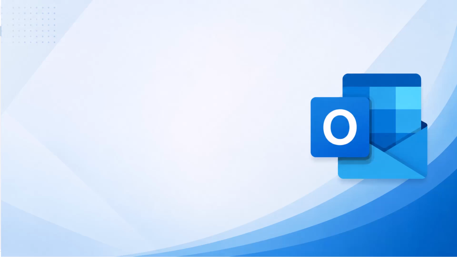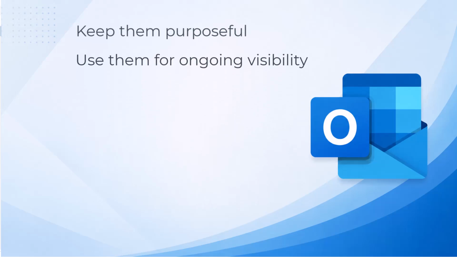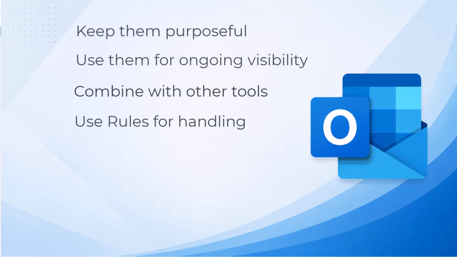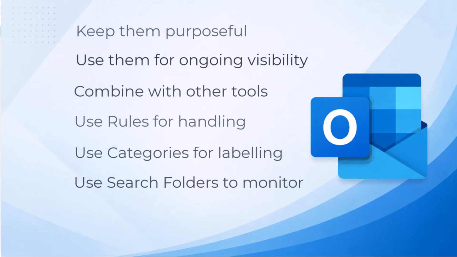So there's a few sensible best practice ways to use search folders. First of all, keep them purposeful. Don't create dozens of them. If you make too many, they just become clutter rather than helpful. Secondly, use them for ongoing visibility. They're best when you regularly need to monitor a certain category of message. And third, combine them with your broader workflow. For example, use rules to automate handling, use categories to label your messages, and use search folders to monitor important groups. So again, each feature has a clear role. Rules automate, categories label, and search folders bring things to the surface.